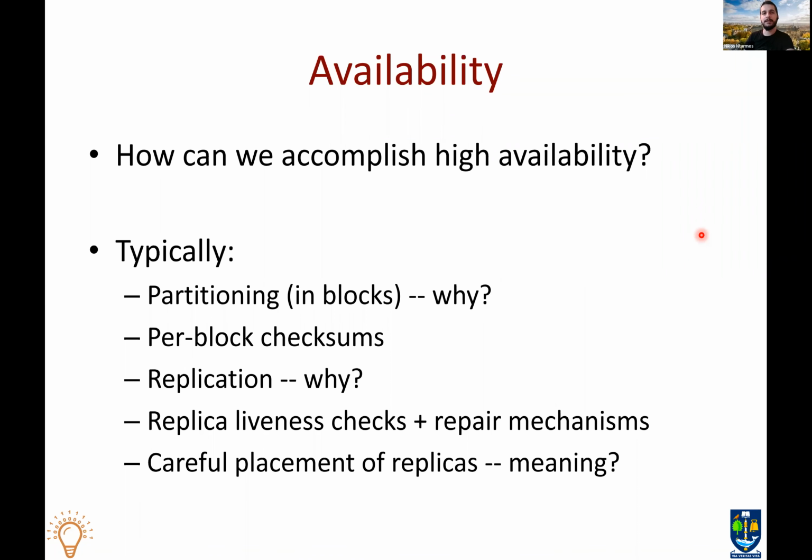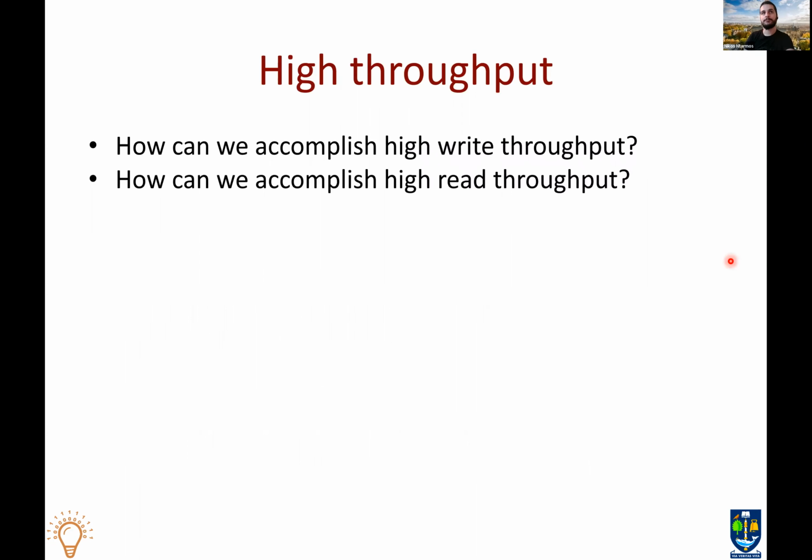And then these replicas need to be placed carefully. What do we mean by carefully? Let's see. We will discuss this in more depth shortly. We said we need high throughput for HDFS. So high throughput is in the write path and also in the read path. How can we accomplish high write throughput? And how can we accomplish high read throughput?